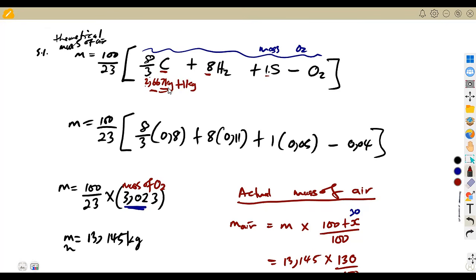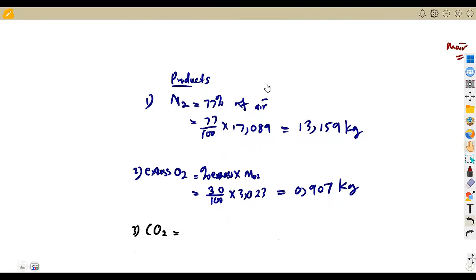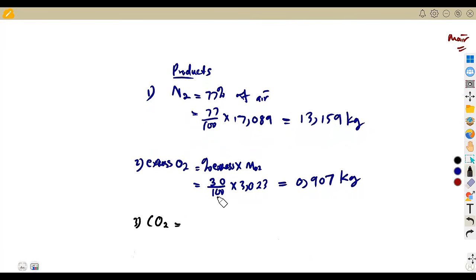So it's going to be 2 plus 1, which is going to be 3,667 kilograms of carbon dioxide. So it means carbon dioxide as a product has got a mass of 3,667.